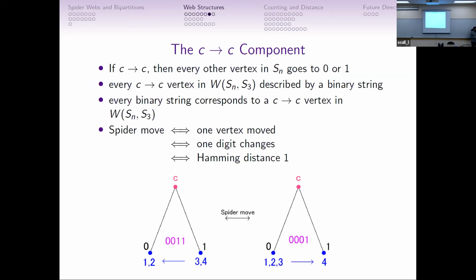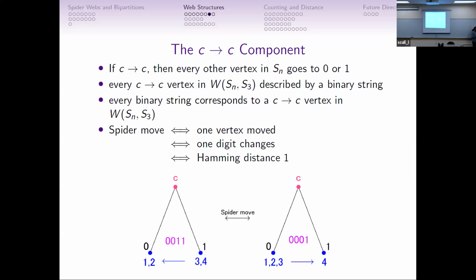Now for the center to center component, the center obviously goes to the center, but then we will have all the legs get mapped to the legs. We can assign a 0 and a 1 to each leg in the codomain. And if we look at our left case example, we can assign binary strings to each map. We see that 1 gets sent to 0, 2 goes to 0, 3 to 1, 4 to 1. And so we can assign a binary string 0, 0, 1, 1.